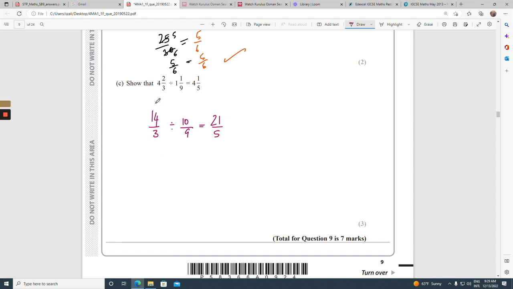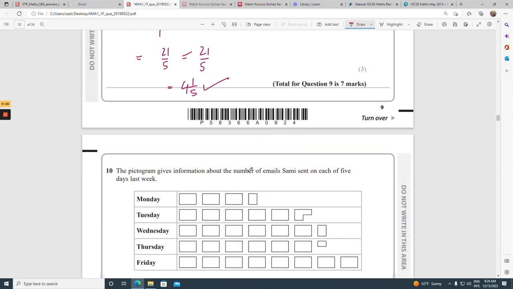Okay, so when we divide, we use KFC: keep, flip, change. So keep, flip and change. Now simplify. 2 times 7, 2 times 5, 3 times 1, 3 times 3. If we multiply them, we will get 7 times 3, 21 over 5. And here we got 21 over 5 already, which can be converted into a mixed number, which is 4 1/5. So this is how we'll solve this question. Let's continue to the next question.